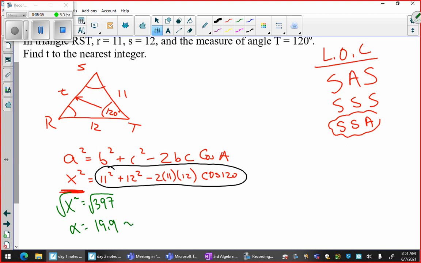Nearest integer, 19.9 becomes 20. So little t is 20. Thumbs up, we okay with that? Excellent. All right, let's keep going.